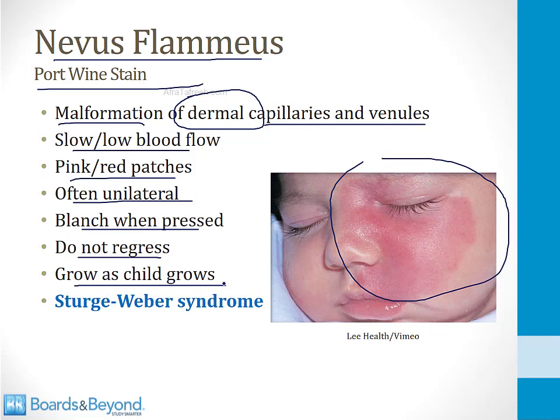And in the video on neurocutaneous syndromes, I talk about how a port wine stain is a classic finding in children who have the Sturge-Weber syndrome. Now, most children who have a port wine stain do not have Sturge-Weber, but among children who do have Sturge-Weber, there is often a port wine stain present.